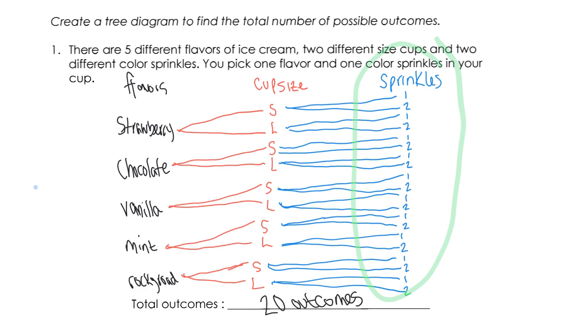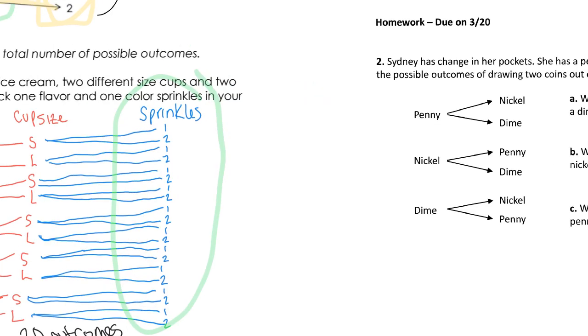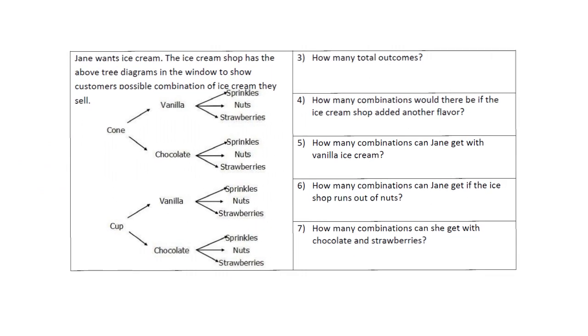Okay. So now let's look at another example. So here's another ice cream example. They have two options for the dish, 2 flavors, and 3 toppings. So how many total outcomes are there? That's this row here. There are a total of 12 outcomes.